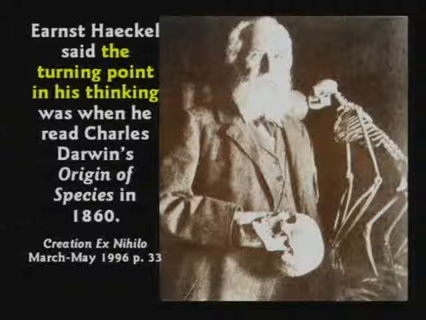Haeckel said the turning point in his thinking was when he read Darwin's Origin of Species in 1860, the year it got translated to German. Haeckel wanted to find some evidence for evolution. He liked the theory, a lot of people do, because it, you know, gets rid of God. So Haeckel said, we gotta find a way to get some evidence for this theory. 9 years later, there still was no evidence. So Ernst Haeckel decided to help out.